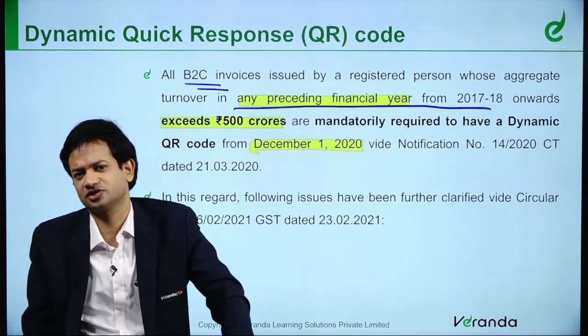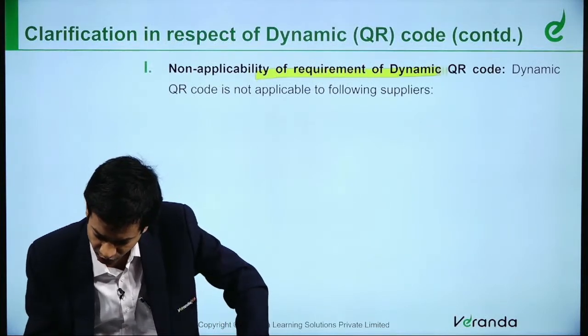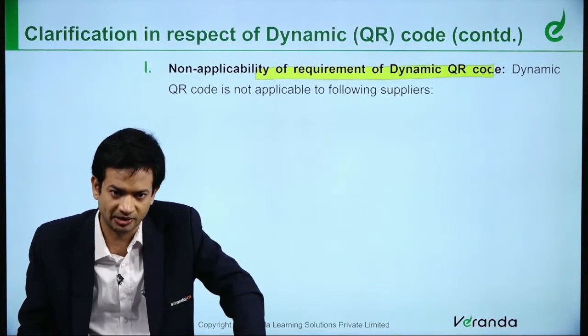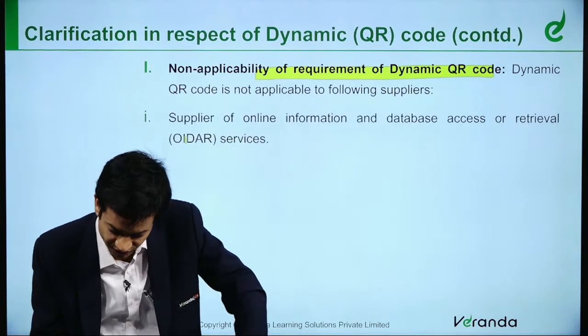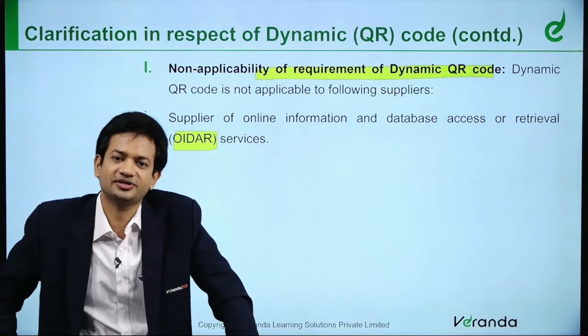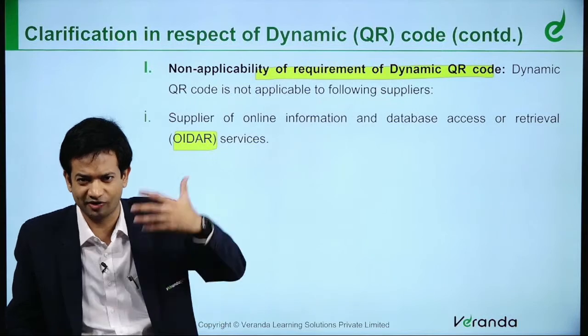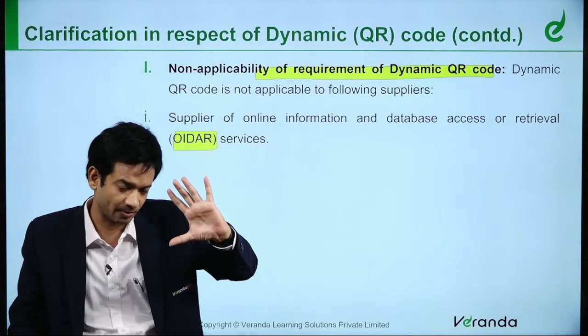So in this regard, they issued a circular clarifying certain things. Let's see. Non-applicability of requirement of QR code. Dynamic QR code is not applicable to the following suppliers. If someone is into OIDAR services, supply of online information database access and retrieval services. This clause is already there in the invoicing provisions, but I'm just giving a small recap.